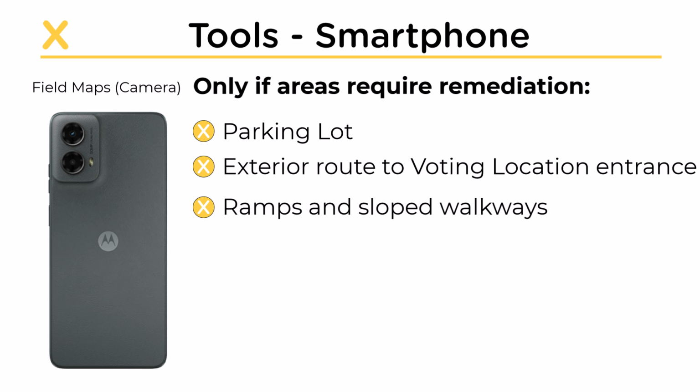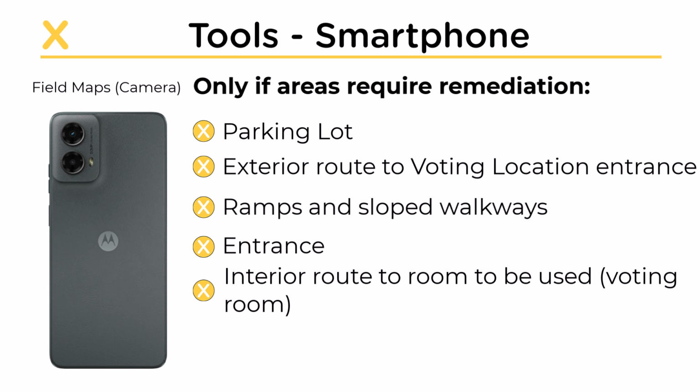Ramps and sloped walkways. Use close-ups to indicate any issues with slopes and measurements. Entrance. Focus on the main pathway electors will take to get to an entrance. For remediation, use close-ups to indicate any issues with threshold width or accessibility. Interior route to room to be used, voting room. Use close-ups to indicate any issues with obstructions, floor surface, width, and/or thresholds.